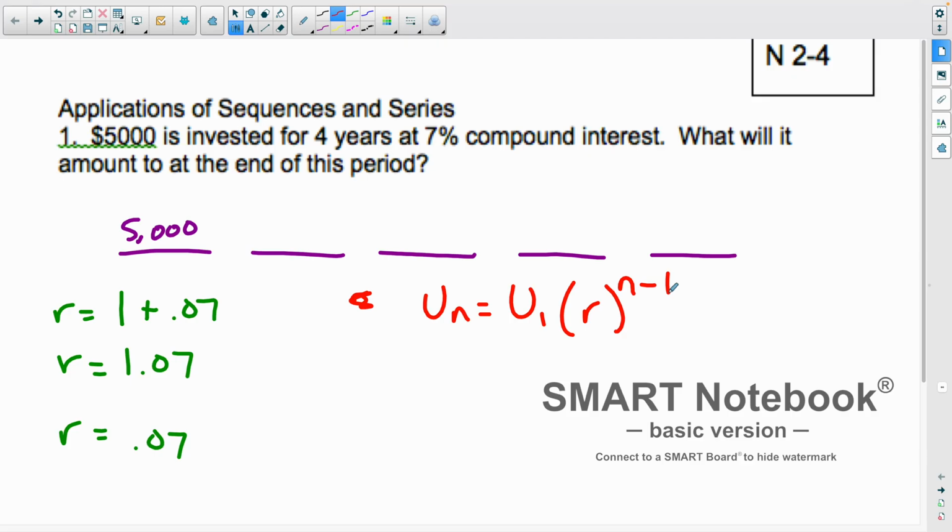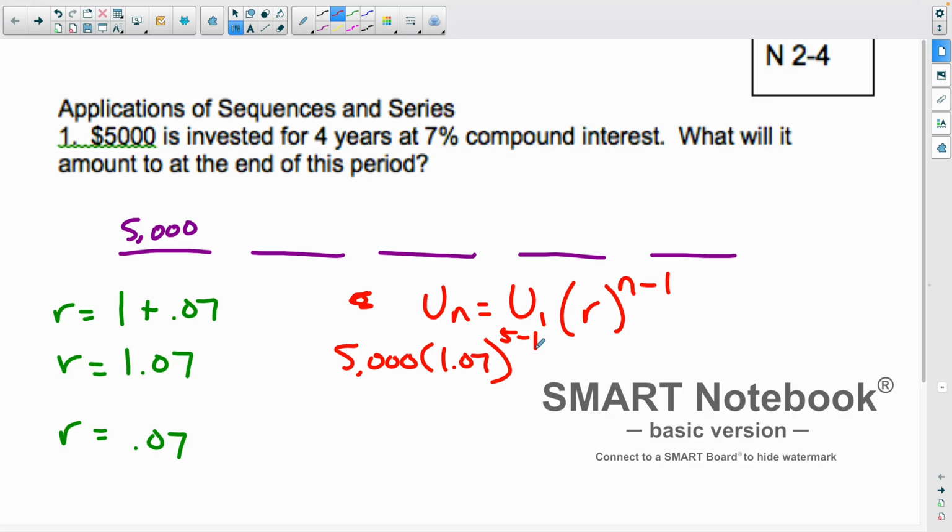My U1 is what? 5,000. We have our common ratio, it is 1.07. What term number am I looking for? The 5th term. Now this is what's confusing, because if we were just doing this exponentially, which we'll be doing in the next unit, we have 4 years and we just put 4 there, correct? But when we're thinking of this in terms of sequences and series, that's actually term number 5 that we're finding. So 5 minus 1 is the 4.